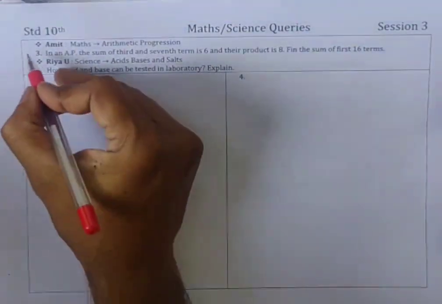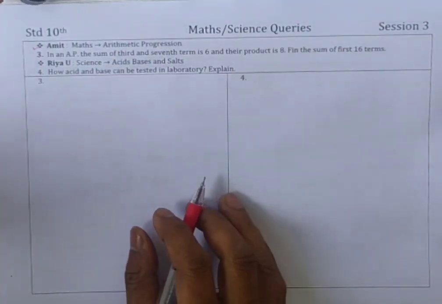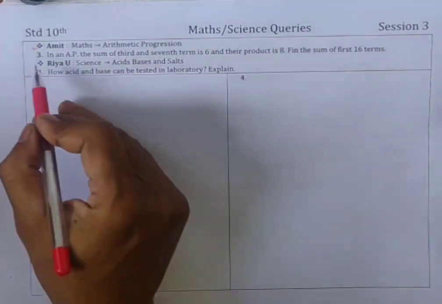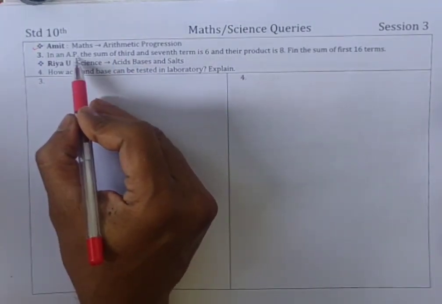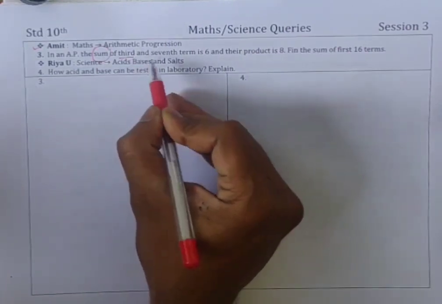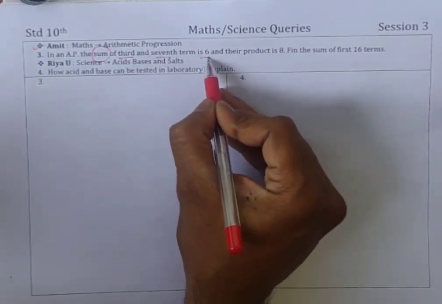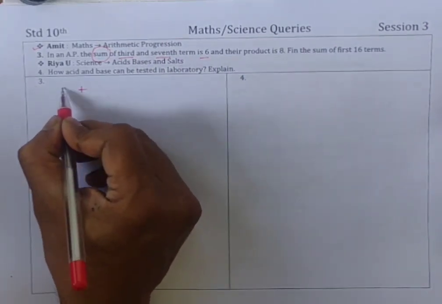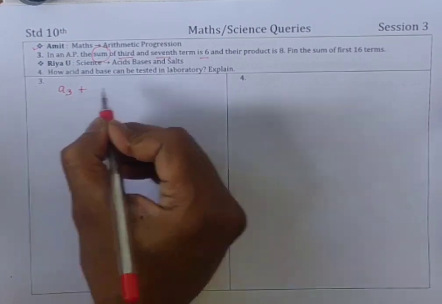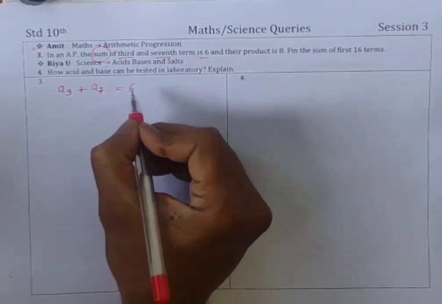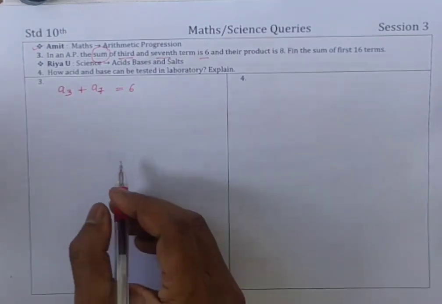So proceeding further, now I've got a question from Amit from chapter Arithmetic Progression. Alright. In an AP, the sum of third and seventh term is 6. Children, write it nicely. Sum of third term, so that is A3. Seventh term, that is A7. And what is the sum of these two terms? Third term and seventh term, 6.